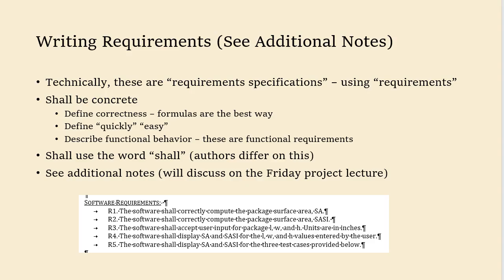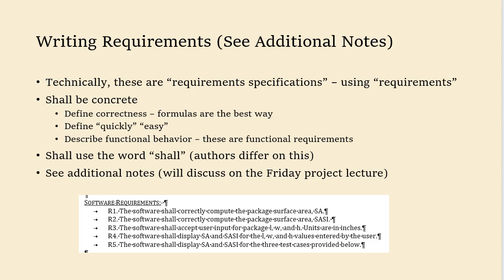Writing requirements. Now I'm going to say requirements. Technically they're requirement specifications. Requirements are what the software should do, or what the system should do, and then the requirement specification is specifying these in a formal or written down way. And the bottom lines that we'll hit over and over again here are: number one, they shall be concrete. They cannot be ambiguous. You have to define correctness.